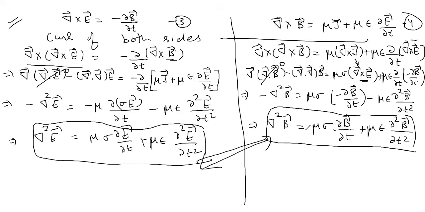So even in the conducting medium, if your equations are exactly similar, that means your electric field and magnetic field are going to behave exactly in the same way, because their differential equation is exactly the same. So their behavior has to be exactly similar to each other.